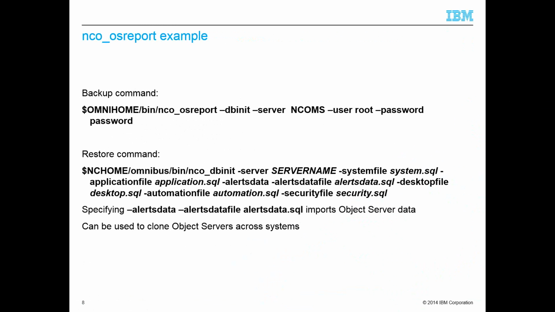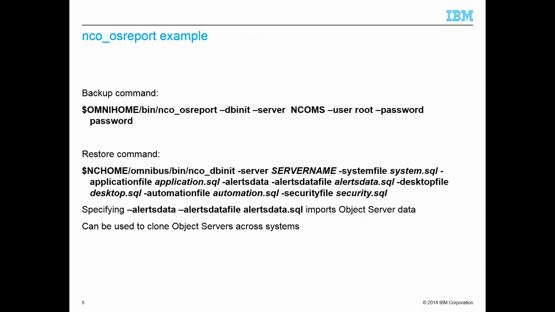And here's an example for nco_osreport. The backup command is you run nco_osreport. The nco_dbinit is the default against the server, and you would run it against a running object server as well. The restore command would be, it's really an object server recreation is what it does.